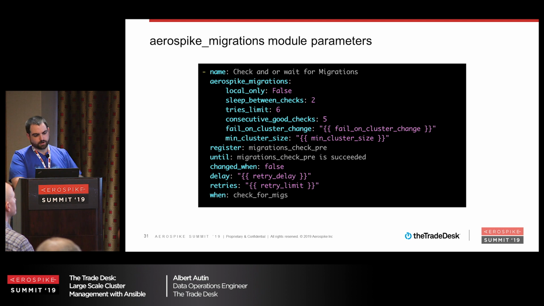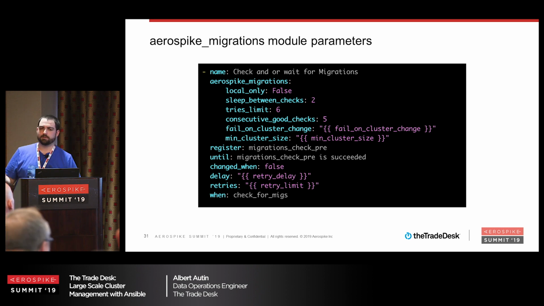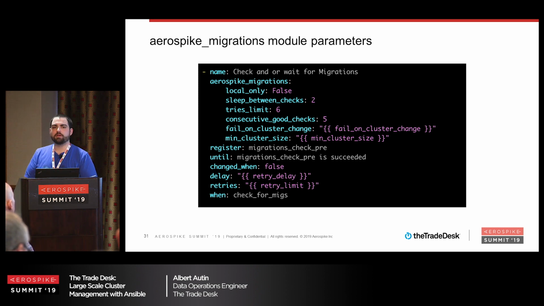all this is correct. We want to make sure that we're at this certain cluster size and there's no migrations and everything's okay. Before we go on, the curly braces here, like on fail and cluster change, that first one, that's a variable that you can pass into the playbook, so you can dynamically control the behavior of the playbook. So for a certain AWX template, I may want to run that AWX template in one environment with different variables than another environment.